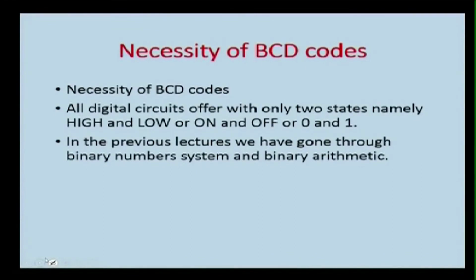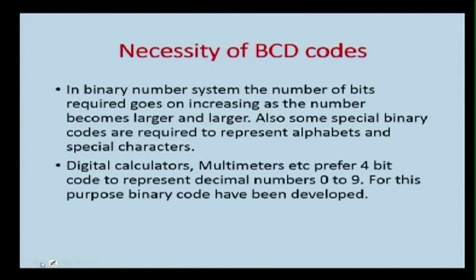See, all digital circuits offer only 2 states, namely high and low, on and off, or 0 and 1. In the previous lecture, we have gone through binary number system and binary arithmetic. In binary number system, the number of bits required goes on increasing as the number becomes larger and larger. Also, some special binary codes are required to represent alphabets and special characters. Digital calculators, multimeters, etc. prefer 4-bit code to represent binary numbers 0 to 9. For this purpose, binary codes have been developed.